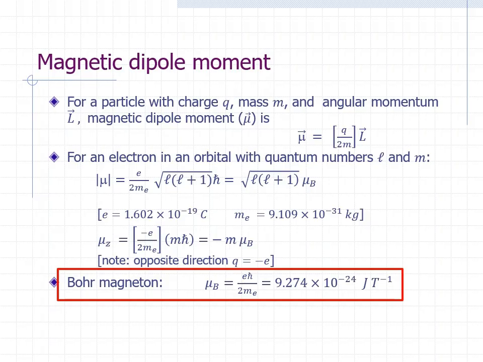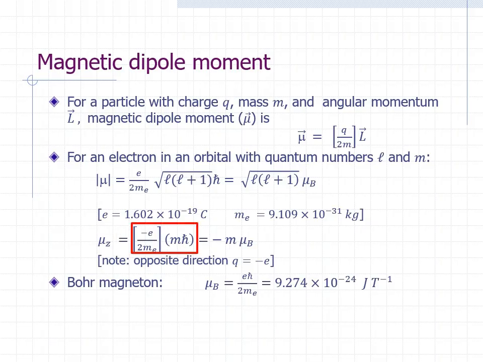As for the z component, we multiply the value of L sub z, which is m times h bar, by negative e over 2 times m sub e. The z component is equal to negative m times mu sub B. Note that the m here is the quantum number, not the mass of the particle. We can see that mu sub z and L sub z have opposite algebraic signs. This is because the charge of an electron is negative.